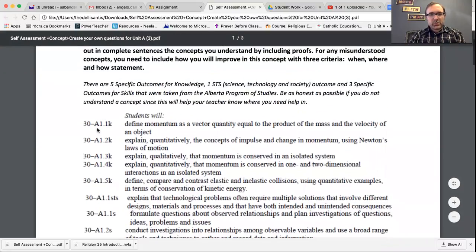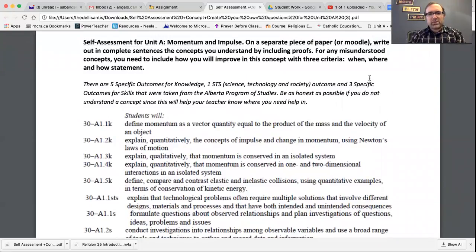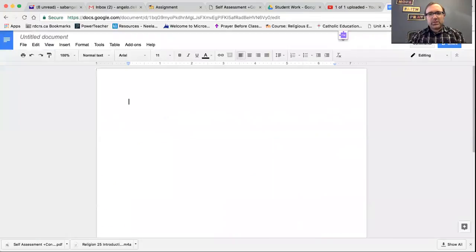So looking at the first one, 30-A1.1K: define momentum as a vector quantity equal to the product of the mass and the velocity of the object. First things first, you need to do this in the correct format. So put your name. Let's call the student John Becker, and he was completing the Unit A self-assessment. That is a correct title, and the date, of course. So let's say this was due February 25th, 2017.